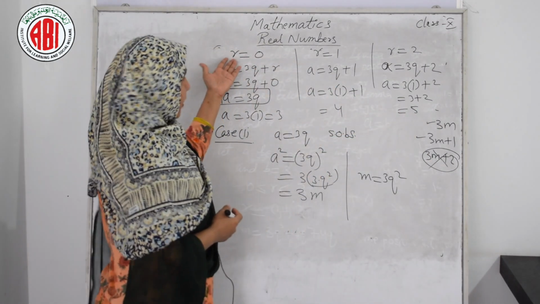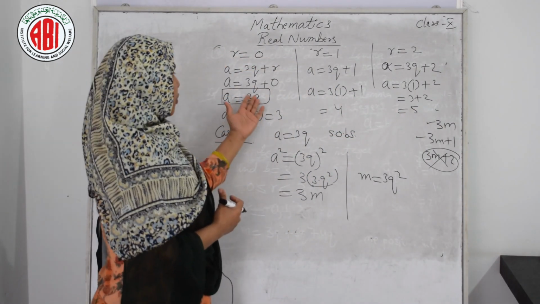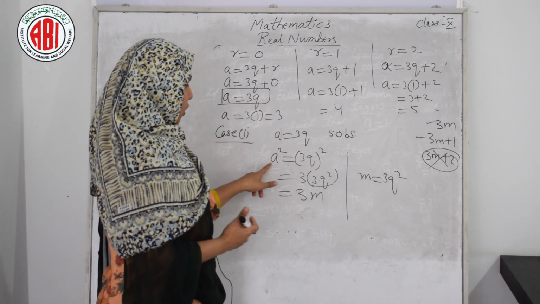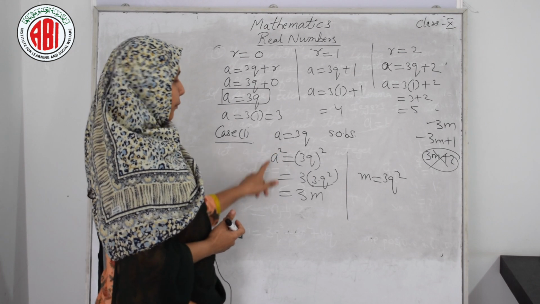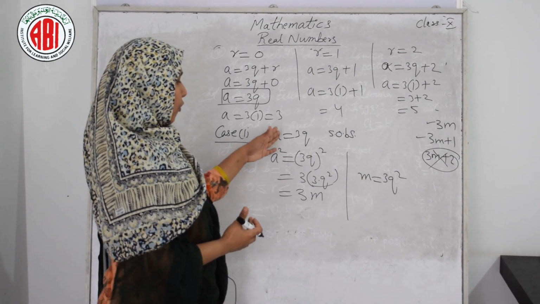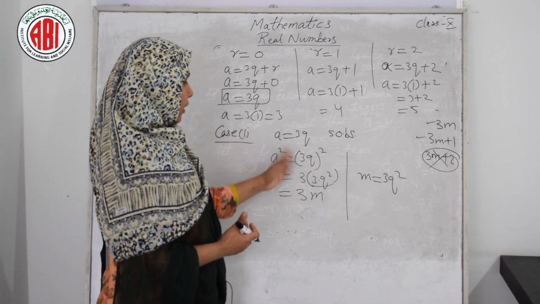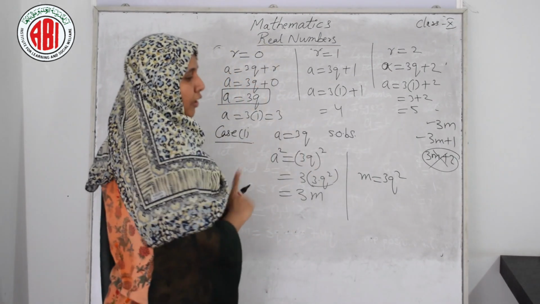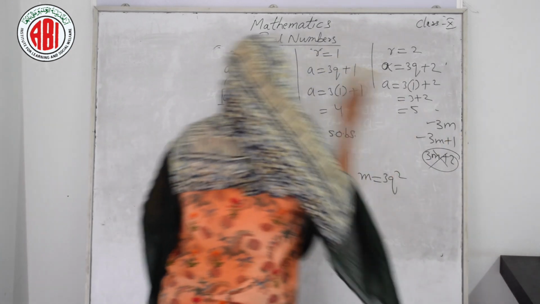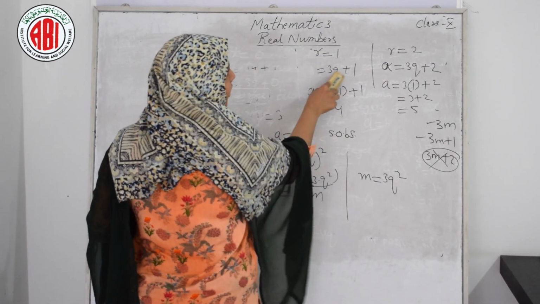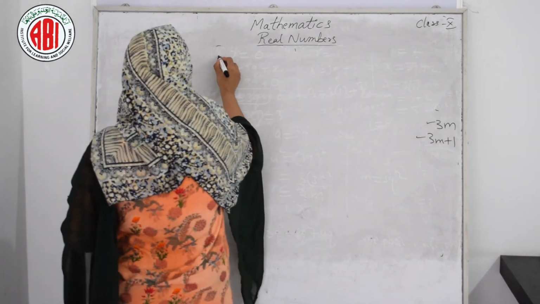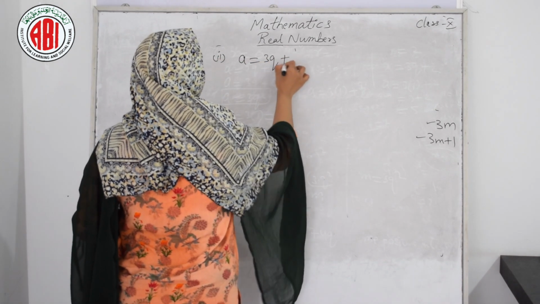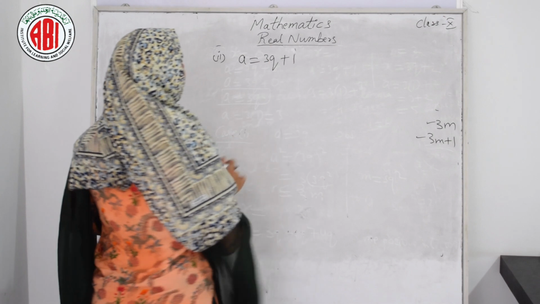Using the first case, remainder 0, we got a is equal to 3q as a positive integer. Using that we have to prove the square, so we applied square here. Squaring on both sides, we got a square is equal to 3m. So the first one is finished over here. Now let us do the second case, that is 3q plus 1. Now we will do the second case, a is equal to 3q plus 1, right?